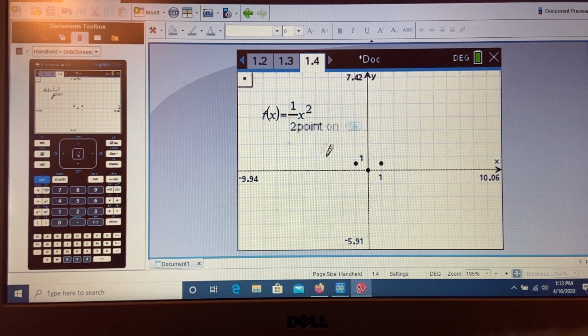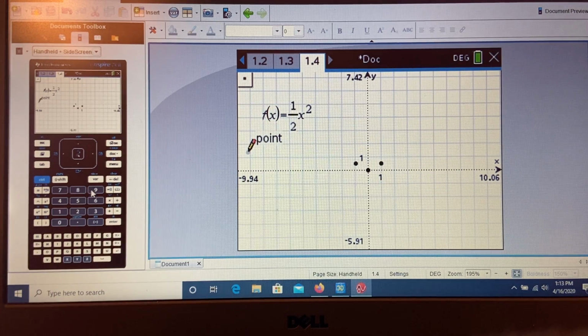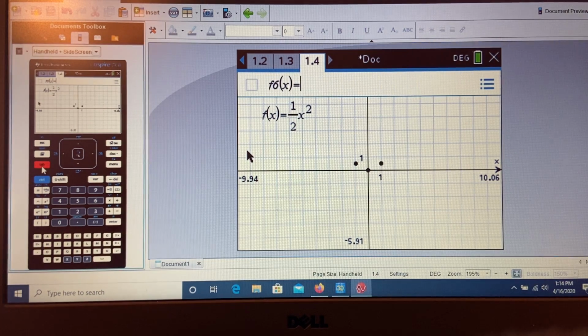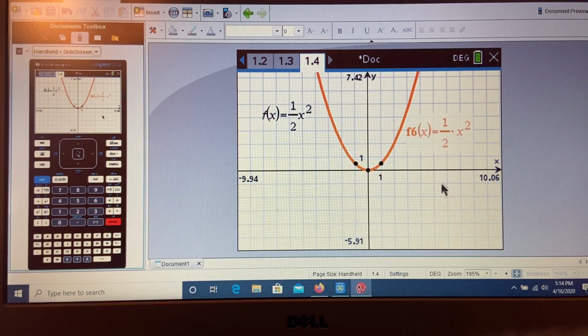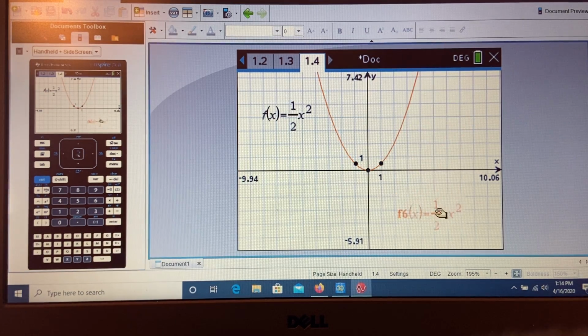You could fix your scales on your graph if you needed to. But let's look and see if that goes through the points that we put on there. So we have 1/2 x squared. And there it goes through our points. So that's how you graph the a value after you've found the vertex.